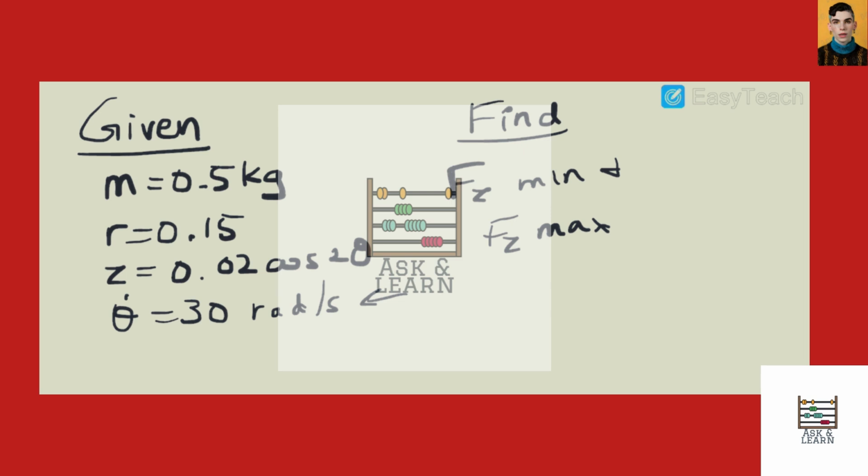What we're asked to solve for is the maximum and minimum FZ forces the follower exerts on the cam, knowing that the spring constant of the spring is equal to 1,000 newtons per meter. And the way we're going to go about solving for this is using our knowledge of rotational and normal and tangential motion, and combining that with free body diagrams and developing equations of motion to solve for these minimum and maximum FZ forces.